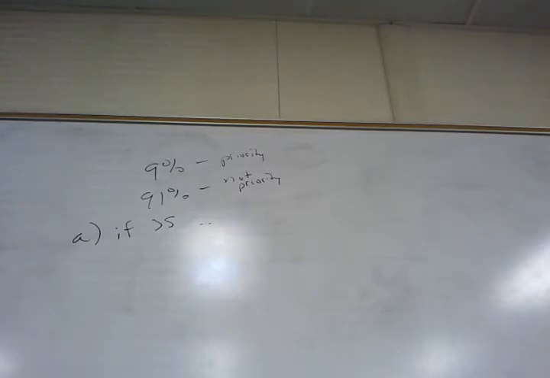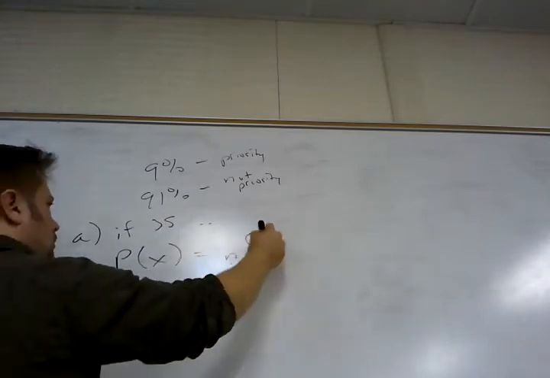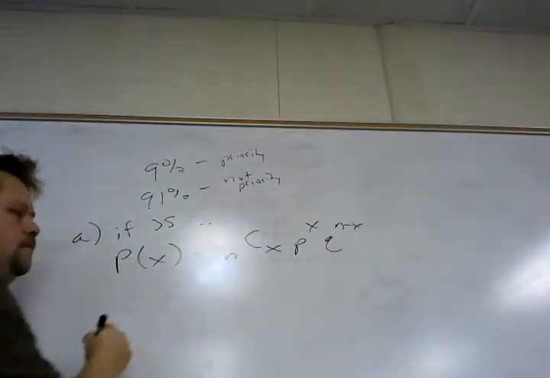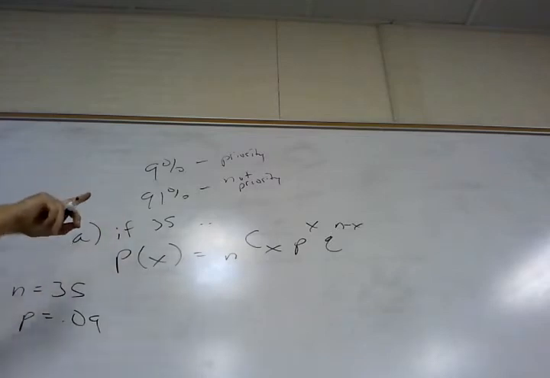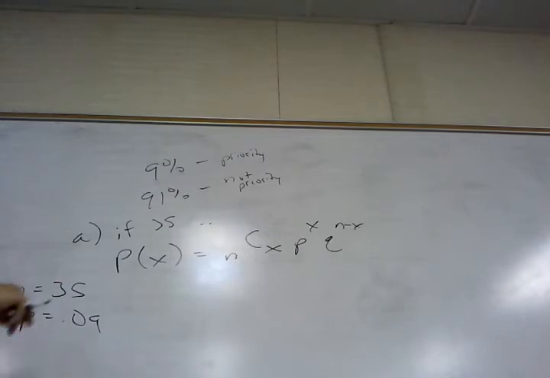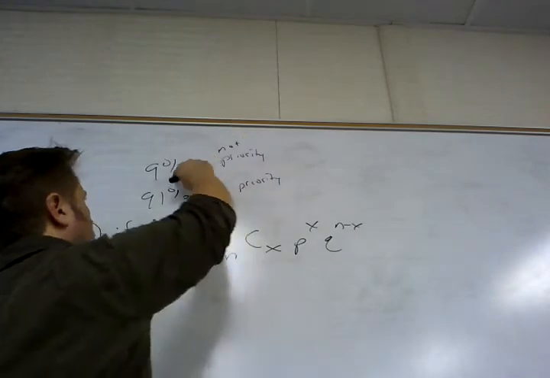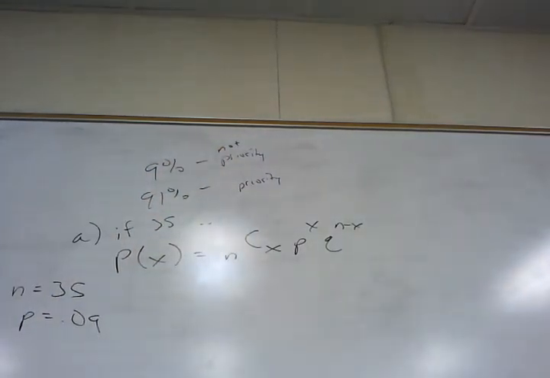Part A is just a straightforward probability question. What I want to do for myself is summarize what I know, so I'm able to just plug and chug into the formula. What is n in this case? 35. And what's little p? That's my probability of success. Be careful, I think I had it backwards. Thankfully, only 9% think it's not a priority. So p is 0.09. What's q? 0.91, must be the rest.